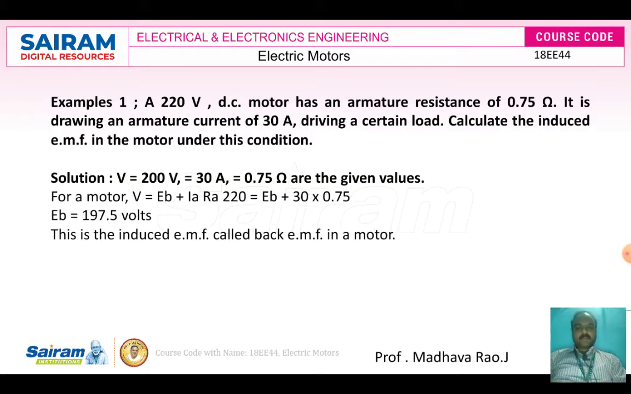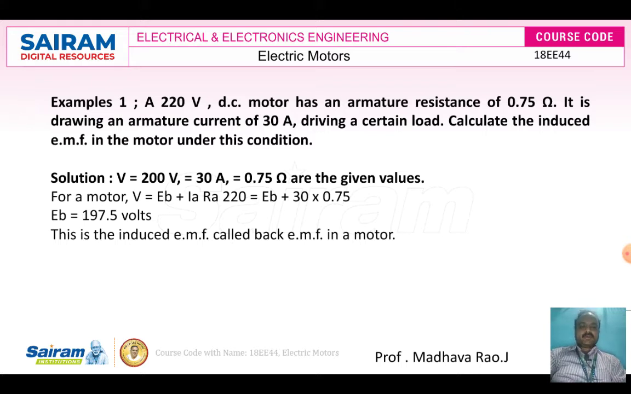First problem: a 220 volts DC motor has an armature resistance of 0.75 ohm. It draws an armature current of 30 amperes driving a certain load. Calculate the induced EMF in the motor under this condition. So this is one of the important problems based on the back EMF.